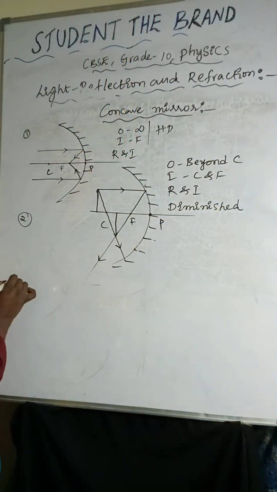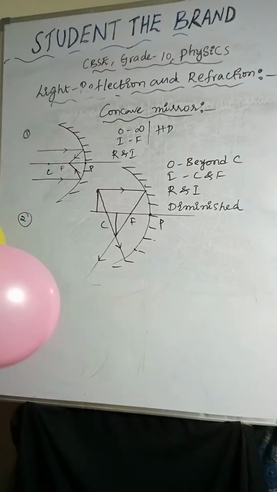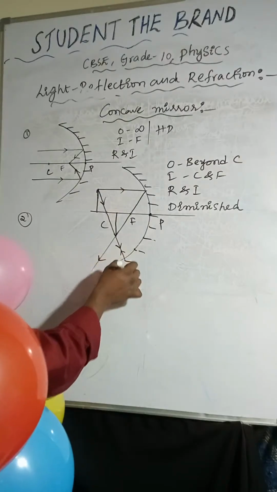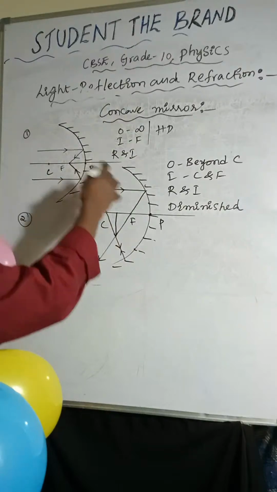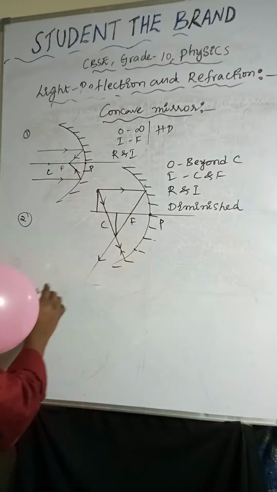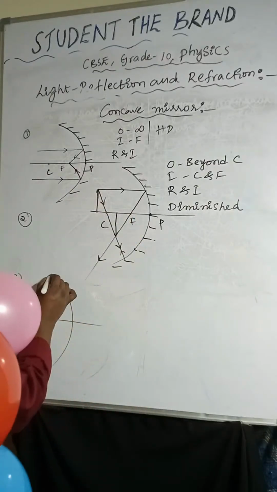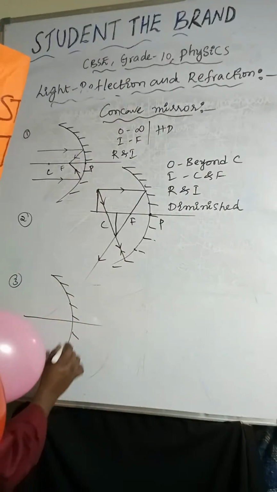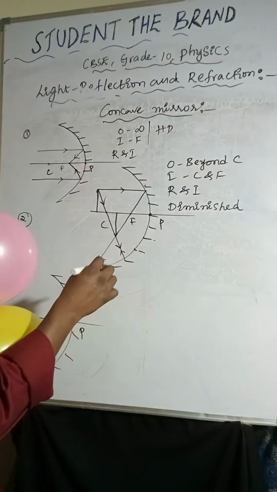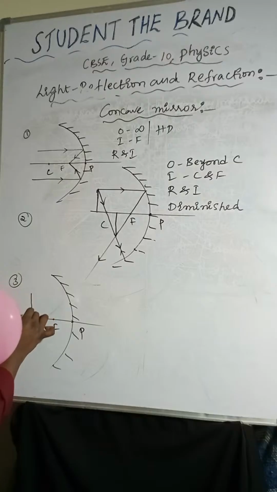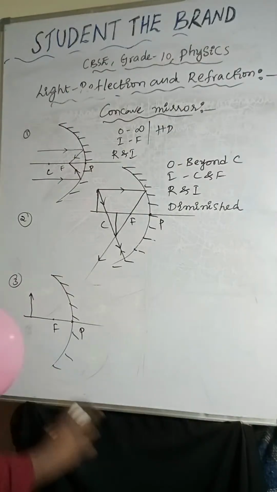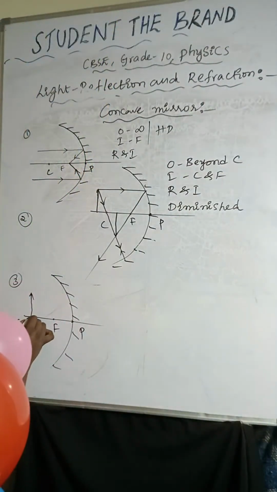So coming to the third one. Light rays are coming from here, right? So after that it retraces, moves in the same path. Light rays are coming, after reflection passes through focus. And coming to the third one, here you can observe, pole, focus, center of curvature. Object is placed at C, image also will form at C.